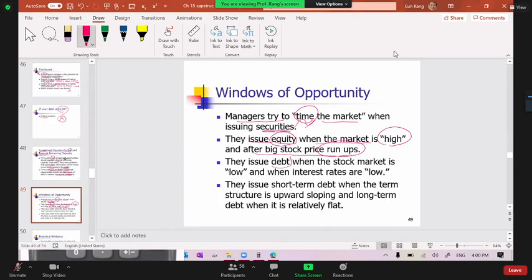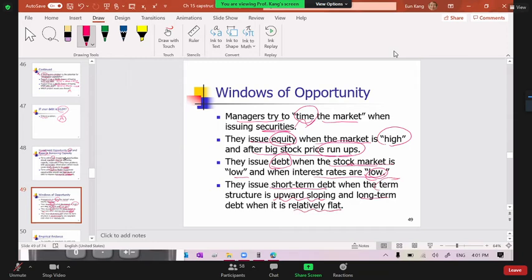And they issue debt when stock price is low and when interest rates are low. Then what? They try to take advantage of a low interest rate. And stock price is low, so they don't want to issue stocks. And also, they issue short-term debt when the term structure is upward sloping, and long-term debt when it is relatively flat.